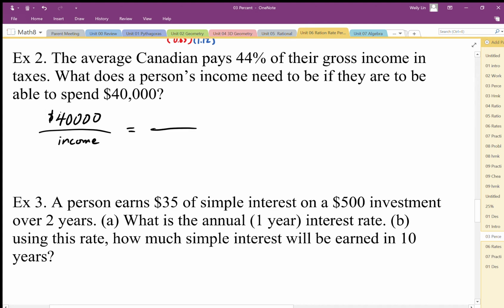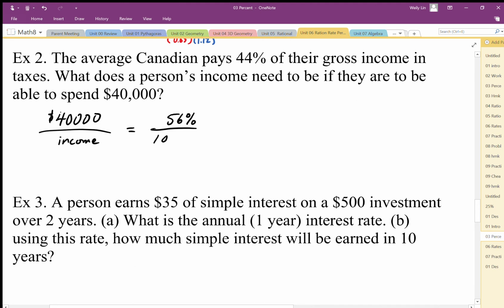Now, I could use 44%. However, the 44% does not represent the amount that I get. It's the amount that I deducted. So for the amount that I actually have, I need to convert the 44% taken off into the 56% that I have left over.